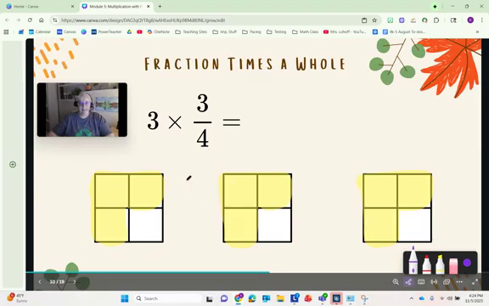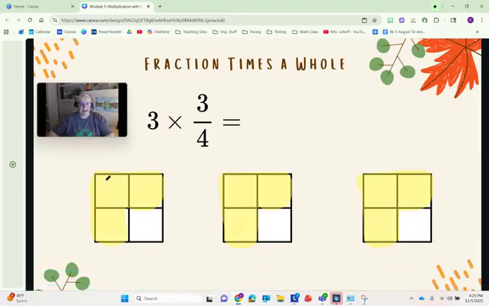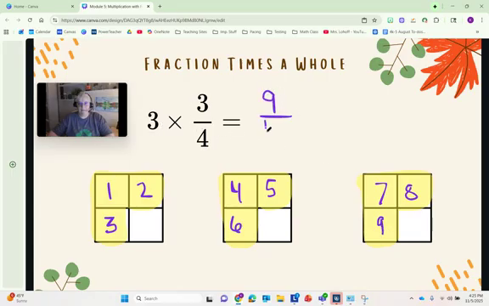And if I were to combine all of these fourths, I would have 1/4, 2/4, 3/4, 4/4, 5/4, 6/4, 7/4, 8/4, 9/4. 3 times 3/4 equals 9/4. That's an improper fraction, right? The top number is bigger than the bottom number.